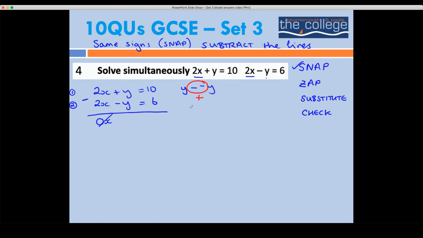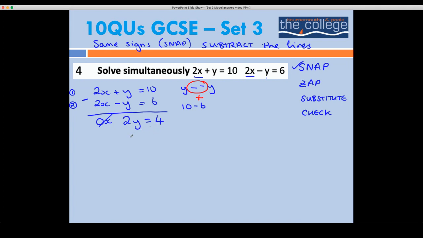So we have got y plus y. We're going to get 2y there. So this bit becomes 2y. We've got 10 take away 6. Again, a good habit to get into is to write that calculation at the side. It's positive 6, so it's just a nice little calculation there. We get 4.